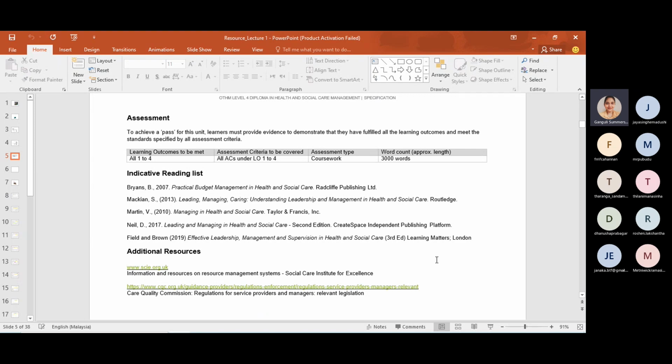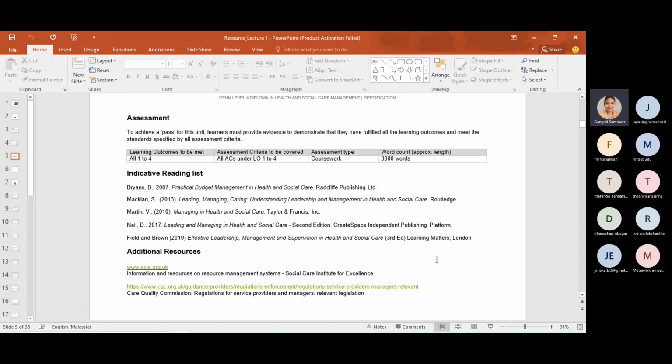For this module also, you have to do one assessment. To achieve a pass for this subject, your assessment should cover all the 4 learning outcomes and all the 13 assessment criteria. The assessment type will be coursework. It will be a written assessment, and the word count is 3000 words. Everything is the same as the communication assessment.